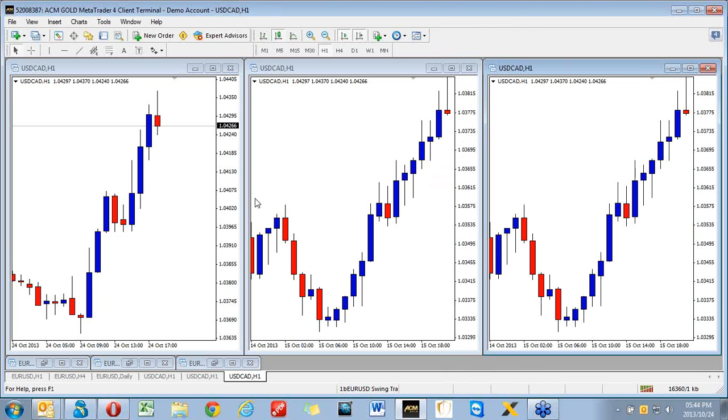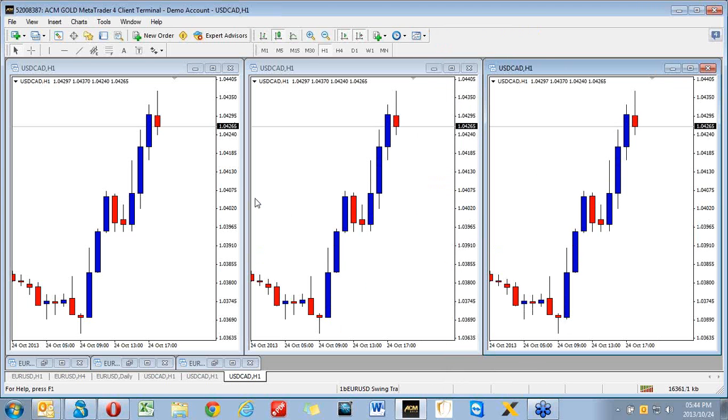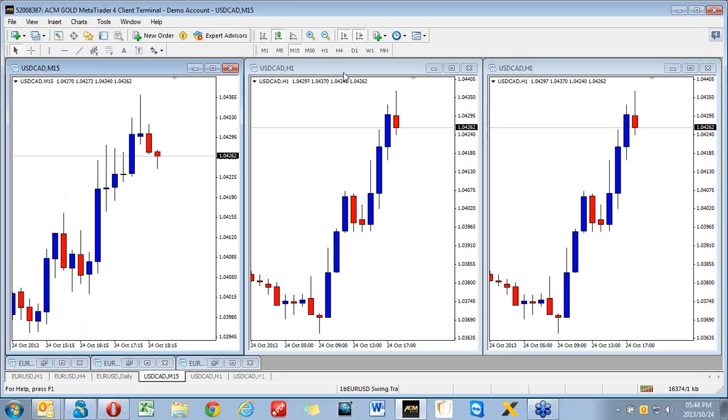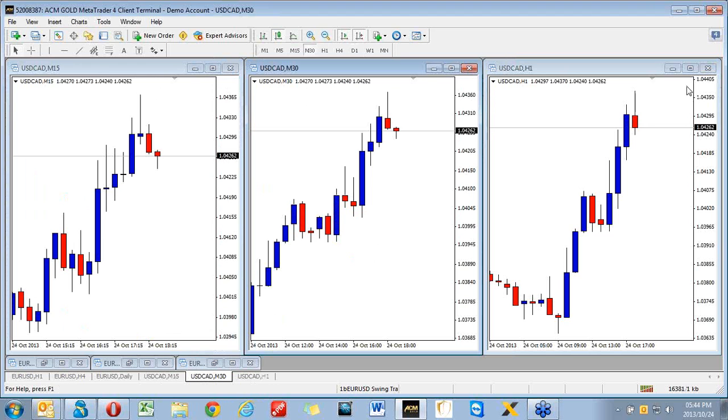So now I've got my 3 graphs. Now remember what I said earlier on? I said we're going to focus on a day trader. So the first graph is going to be, for the purpose of the exercise, 15 minutes. My second graph, I'm going to make 30 minutes. And last but most certainly not least, I'm going to make my last graph 1 hour.